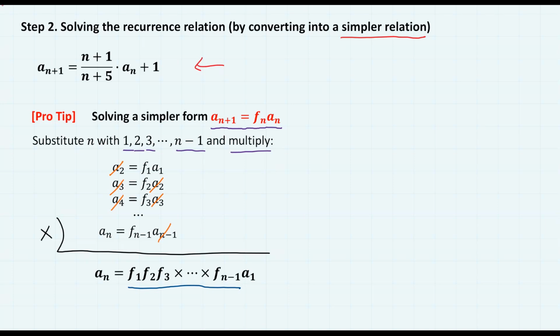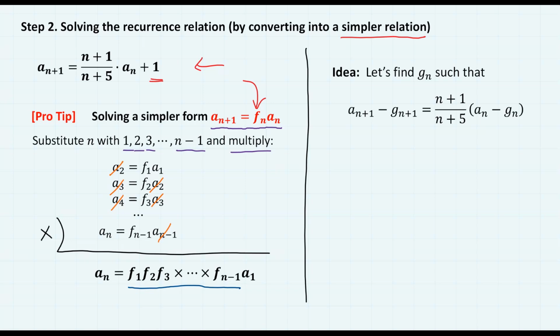But what we have here is a bit more complicated because now we have the constant term 1. So can we somehow convert this into the simpler form that I just explained? The key idea here is to find a sequence or a function g_n such that a_(n+1) minus g_(n+1) can be expressed as n plus 1 over n plus 5 times a_n minus g_n. Because then the sequence a_n minus g_n is in this special form, which can be solved by substituting numbers and multiplying them. So let's see if there's such a g_n.